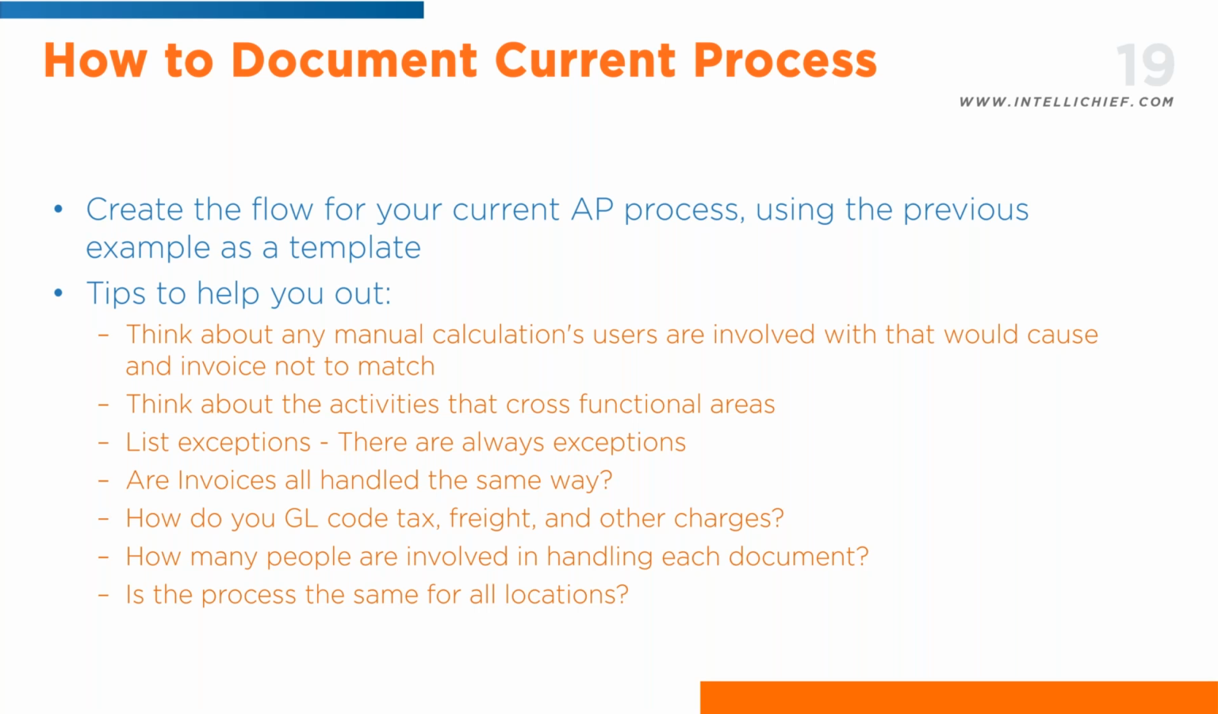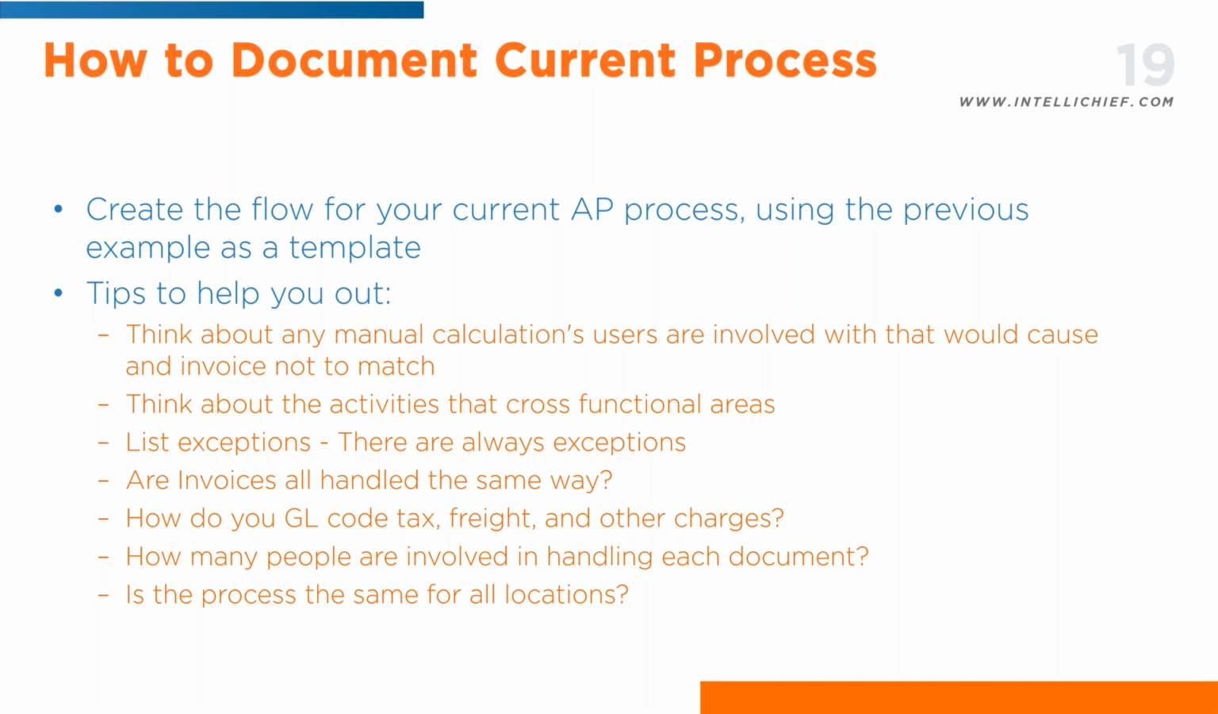AP does an excellent job. They get their invoice, they get it into the system. Now they have to send it out for approval, and it takes two weeks. When I have to go across functional areas, that's a piece I need to know. If a PO is incorrect, can I just route this over to purchasing, and the buyer can take care of a price exception?